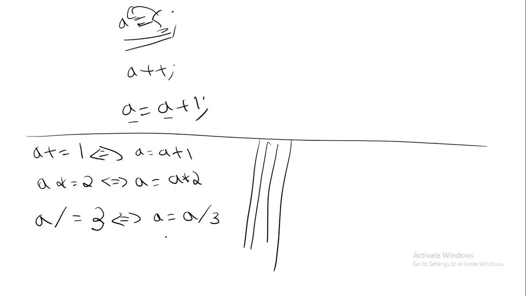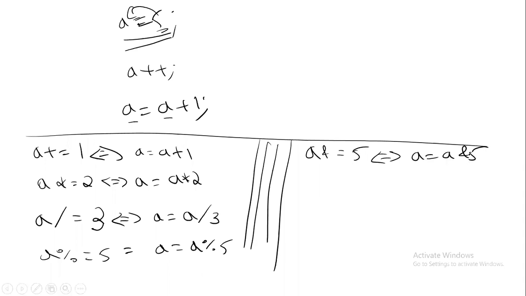I hope you are getting the point, right? How easy it is to understand. Next, A mod equals 5 means that the new value of A is the old value of A mod 5. This is not only for arithmetic operators, but for other operators also. For example, A and equals 5 means that A is equal to A and 5. And is a bitwise operator, right? So I hope you are understanding. It can be applied anywhere. So this is the assignment operator.